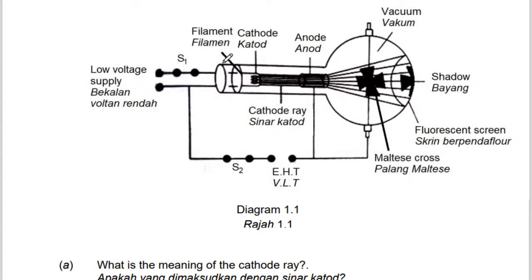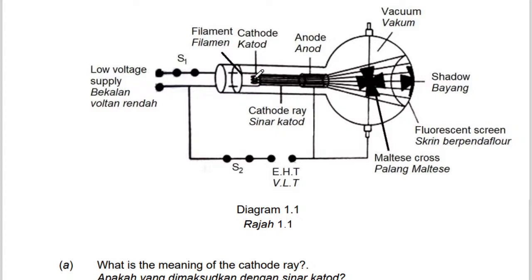Here, the filament is connected to a low power supply. The filament is normally connected to about 4 to 6 volt power supply, and this filament will be heated by the battery. Low power supply. So when the filament is heated by the low power supply, electrons will be emitted from the surface of the hot metal, which means at the surface of the filament.